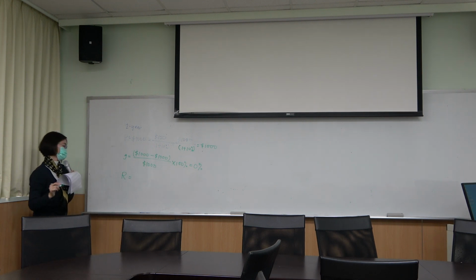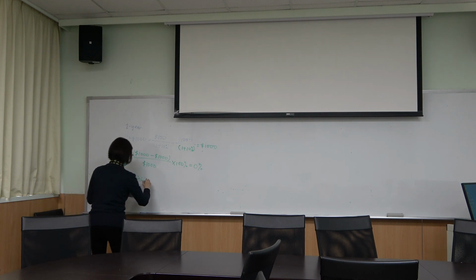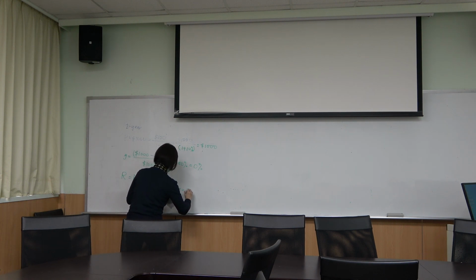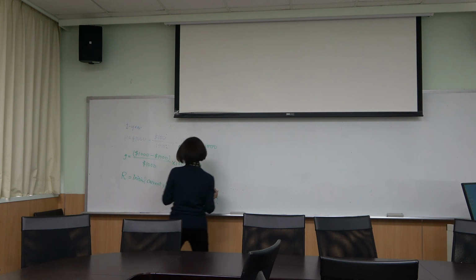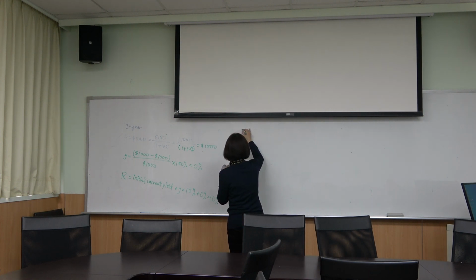And then to calculate the rate of return, in addition to the growth rate of capital gain, we also need to account for the current yield, which is 10%. So 10% plus 0% is still 10%. Okay, so that's the 1 year case. Then 3 year.